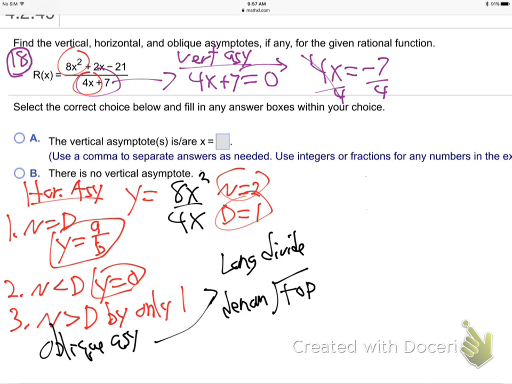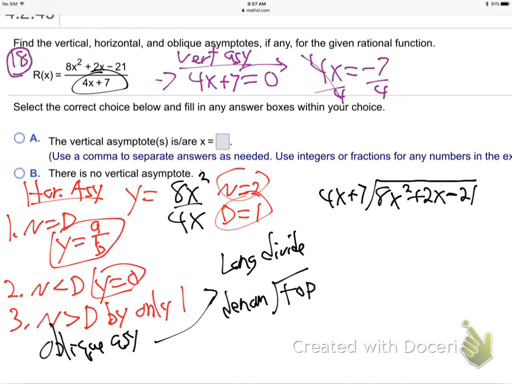Now, it's probably been a long time since you've done that, or maybe you don't remember it at all, or maybe never done it. That means you got to take the 4x plus 7 and long divide, and I need a little more room here. You got to take the 4x plus 7 and long divide it into 8x squared plus 2x minus 21. Now, it'll be 2x, and then there'll be a b term. So it's like that thing was partly right.